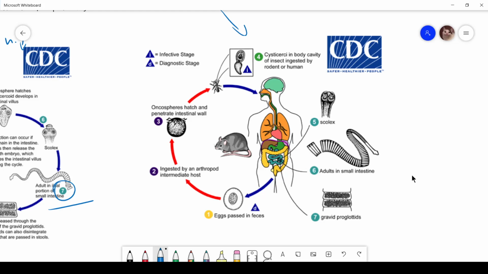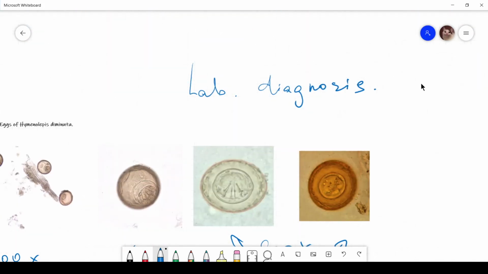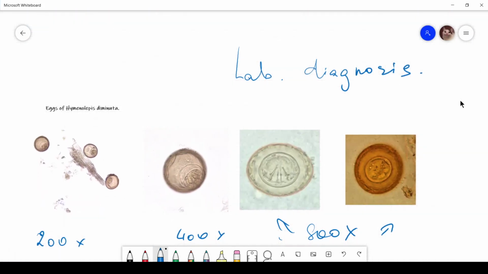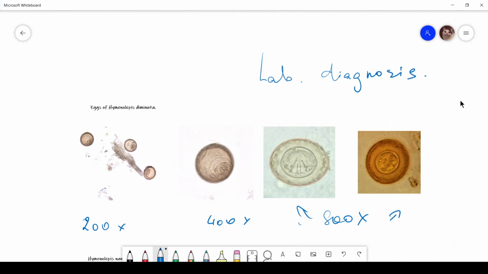Okay, what's the next? The next is geographic distribution. Hymenolepis nana is the most common cause of all cestode infections and is encountered worldwide. Simply, it is cosmopolitan. Okay, and diagnosis. Laboratory diagnosis includes finding eggs in feces of hosts.